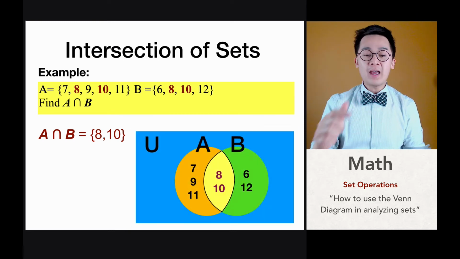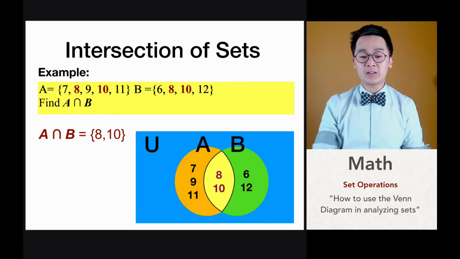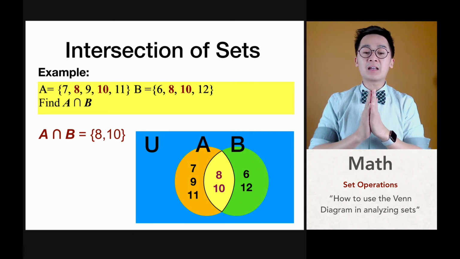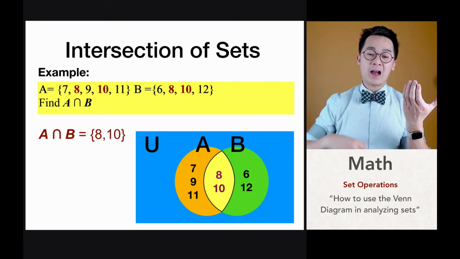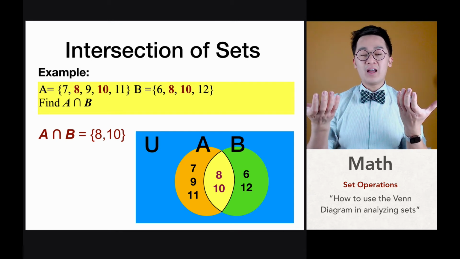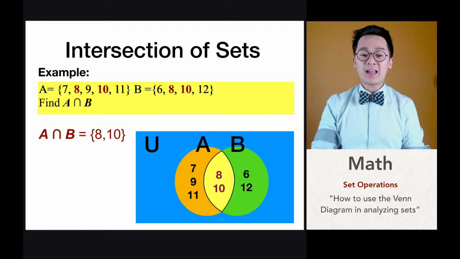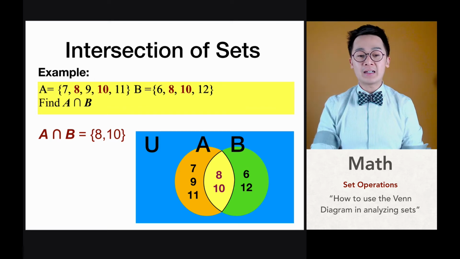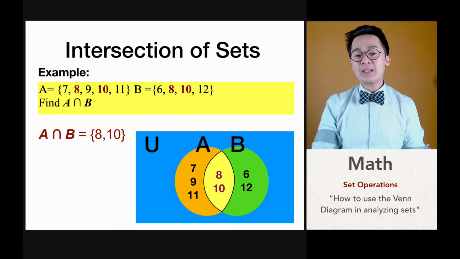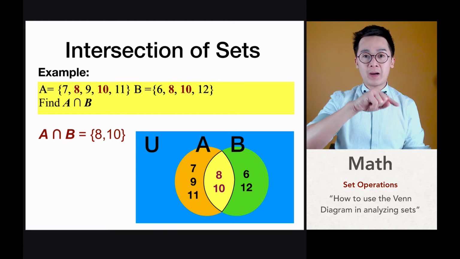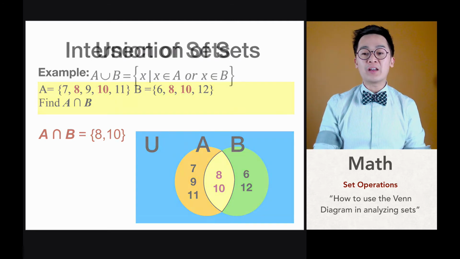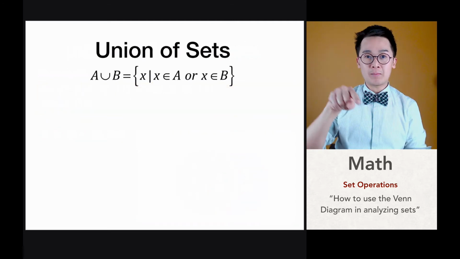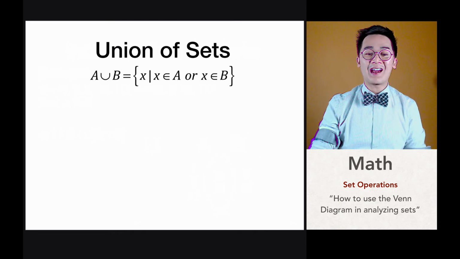So that's why, if we are looking for the intersection of sets, it is basically the elements in set A that can also be found in the elements of set B. And in this case, 8 and 10 is the intersection of A and B, or A intersection B. So if we have an intersection of sets given by the downward U, we also have the union of sets given by this symbol, which looks like a letter U.